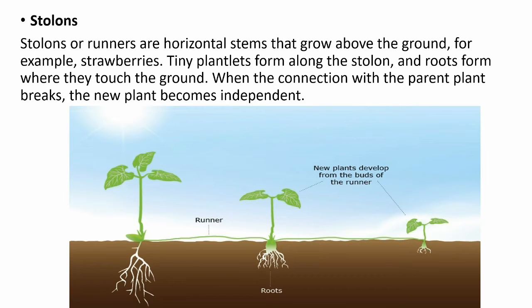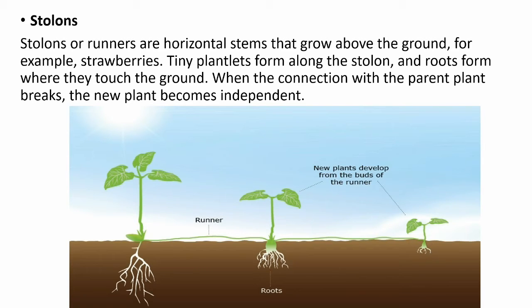Then the other structure which allows vegetative propagation is the stolon. The stolons, also what we call the runner, are horizontal stems that grow above the ground, for example in strawberries. We have tiny plants that form along the stolon as they're extending outward. Then the root will form where it touches the ground.